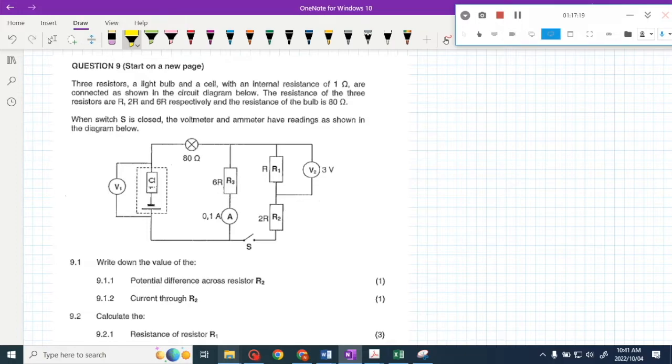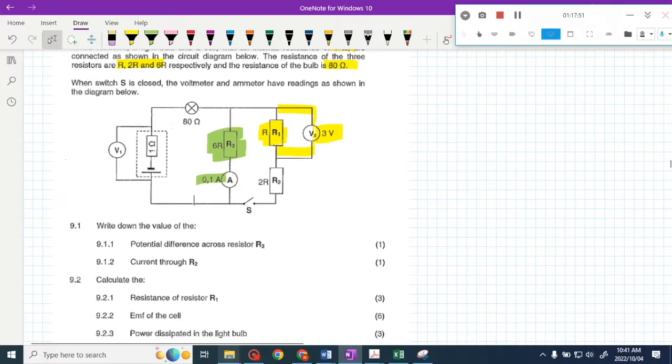So they said there are 3 resistors, a light bulb and a cell. There's an internal resistance of 1 ohm. They're connected as shown. The resistance of the 3 resistors is given like this, and there's the resistance of the bulb. So they didn't give us a lot of information. But we see that across resistor R1, we have a potential difference of 3 volts. And we see running through resistor 3, the 6R, we have a current of 0.1 amperes. And there's a chance that we may be able to make use of those things to calculate the answers here.